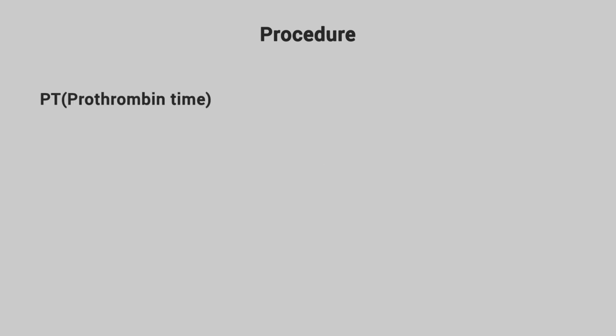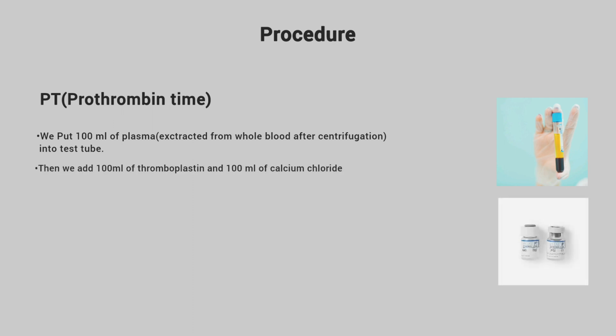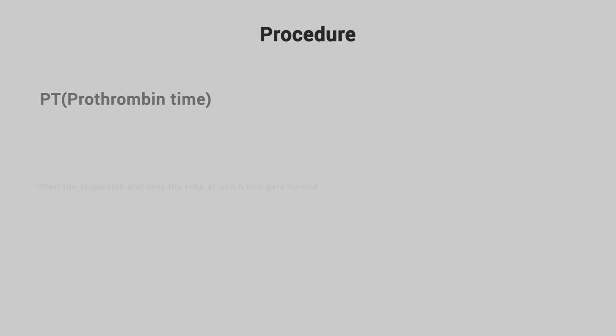For prothrombin time, we put 100 ml of plasma extracted from whole blood after centrifugation into a test tube. Then we add 100 ml of thromboplastin and 100 ml of calcium chloride. Start the stopwatch and note the time at which the clot gets formed.